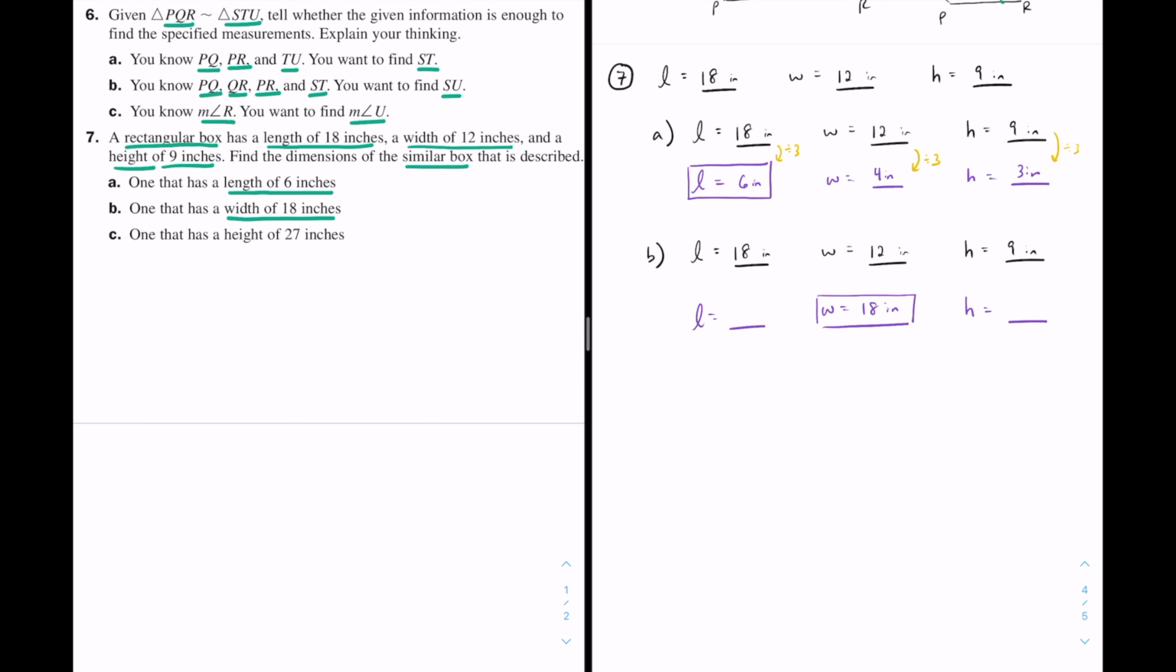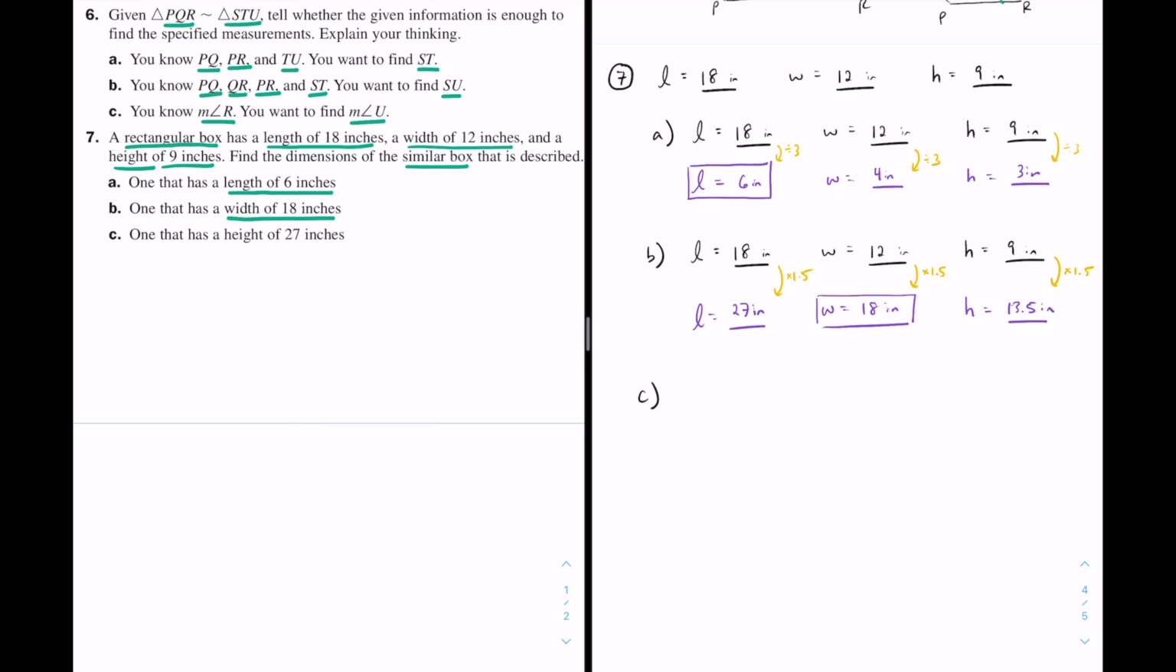So getting from 12 to 18, that's times 1.5. That's the ratio. This is going to be times 1.5, and this is going to be times 1.5. And so 18 times 1.5, that's going to be 27 inches for the length here. And then 9 times 1.5 is going to be 13.5 inches for the height.